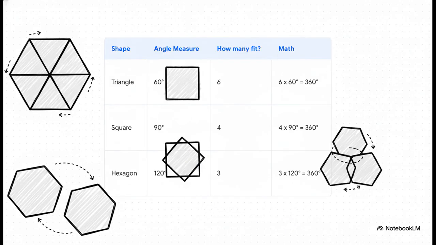And when you look at the math, it all makes perfect sense. An equilateral triangle has 60-degree angles. 6 of them together? That's 6 times 60, which is 360. A square has 90-degree angles. 4 of them? 4 times 90 is 360 again. A hexagon has 120-degree angles. 3 of them? You guessed it, 3 times 120 is 360. But a pentagon? Its angles are 108 degrees, and you just can't multiply 108 by a whole number to get exactly 360. That's it. That's why it fails.